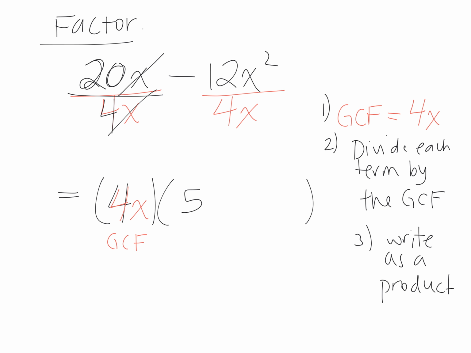We don't need to put the variable there. Then I have minus, a negative divided by a positive is a negative. 12 divided by 4, 3. And then we have x squared divided by x.